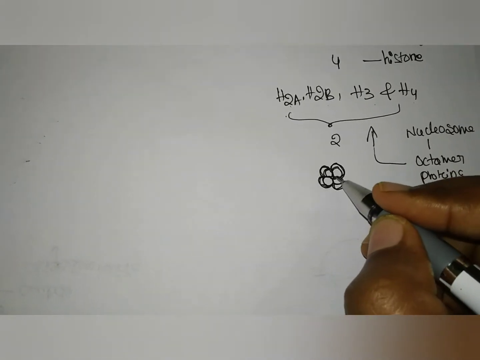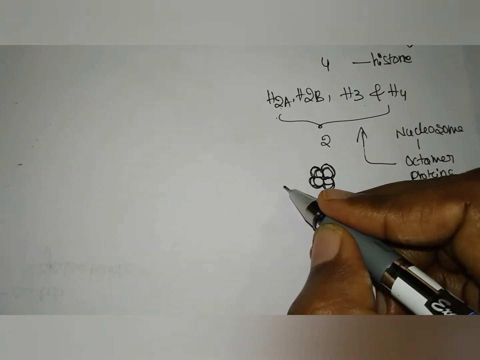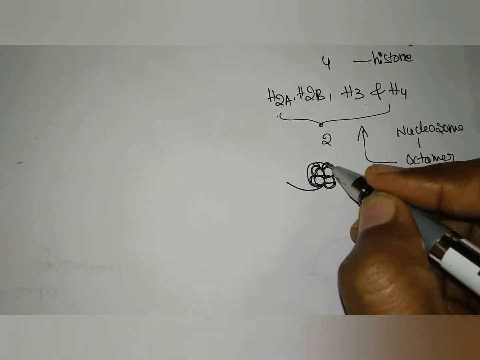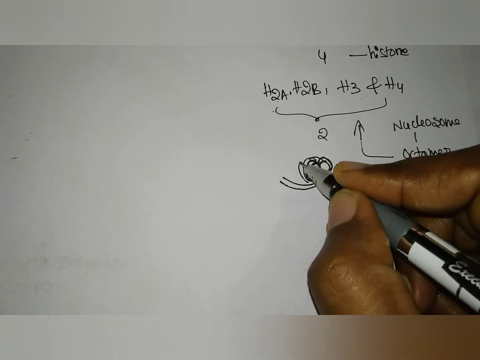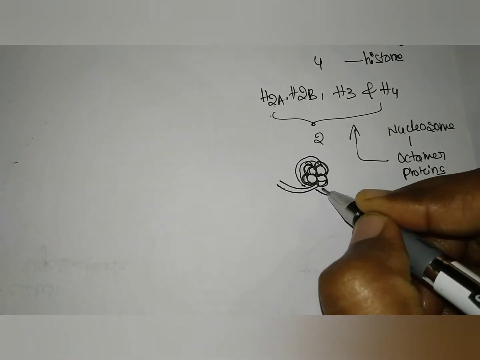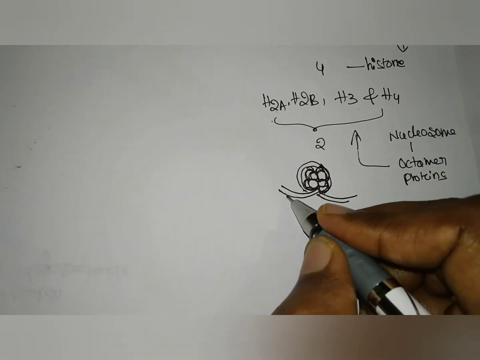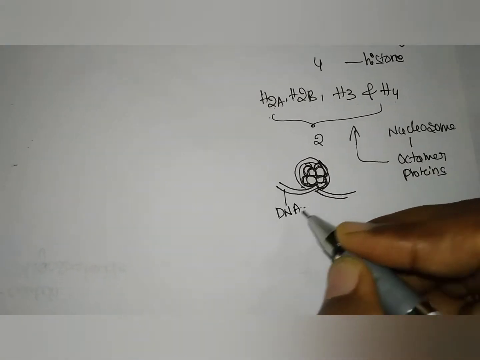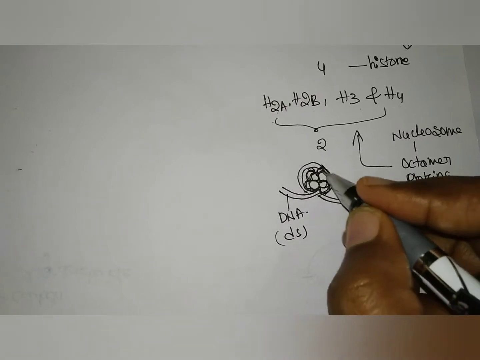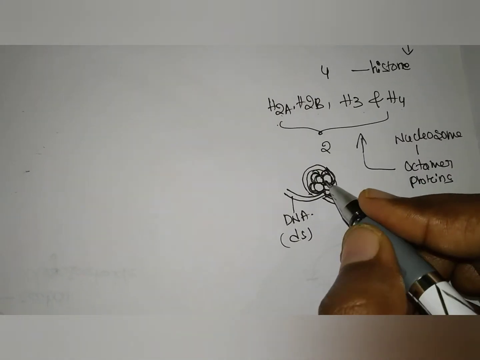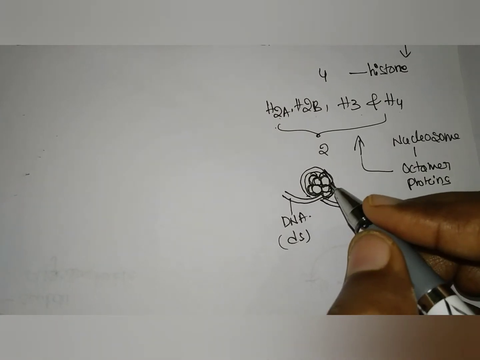This octamer is again bonded to what? DNA. This DNA is a double-stranded DNA. This is an octamer, and here this structure is the double-stranded DNA. It surrounds this octamer nucleosome. This is the structure of chromatin.